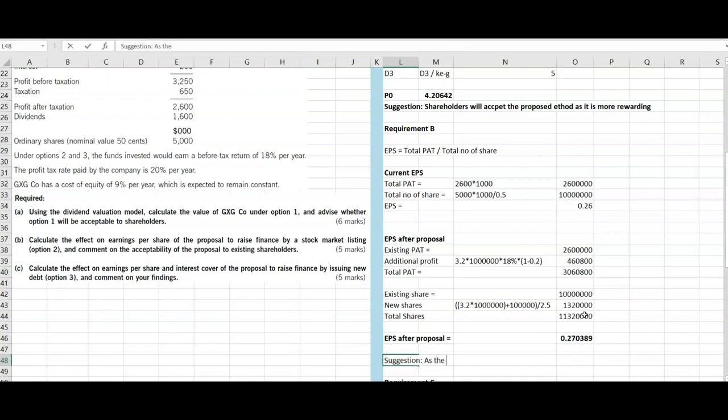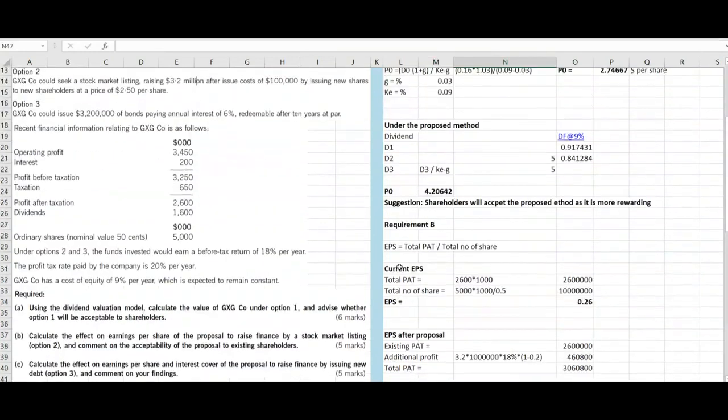So the suggestion will be, as the proposal increases the EPS, the shareholders will accept the proposal. Okay, so that's about the choice here. So they will accept the proposal because when compared to the existing EPS, the EPS after the proposal seems to be a higher number, so they will accept it. So that's about the requirement B.